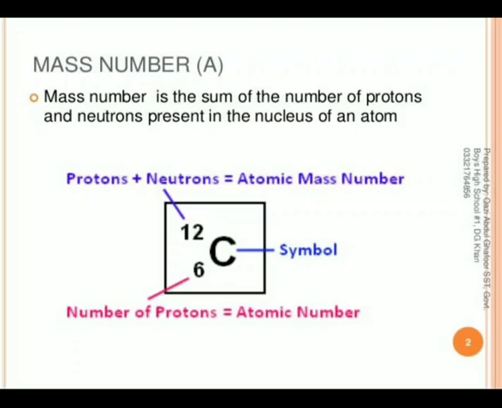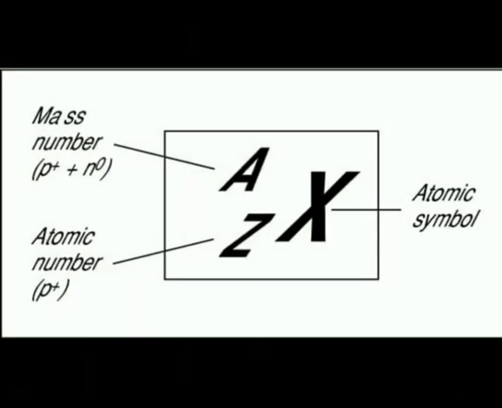Let's see here carbon: the atomic number is 6 and the mass number is 12. The mass number is denoted by the capital letter A, and the atomic number is denoted by the capital letter Z. See here how you write the mass number and atomic number. If X is an element, on the left side you write the atomic number Z, and at the top you write the mass number A. Like that, A is the mass number and Z is the atomic number.